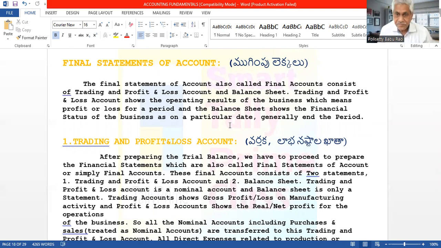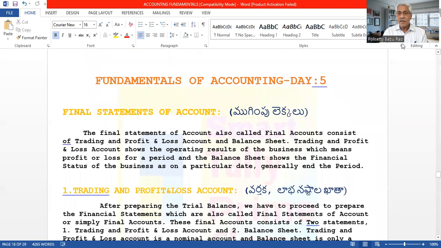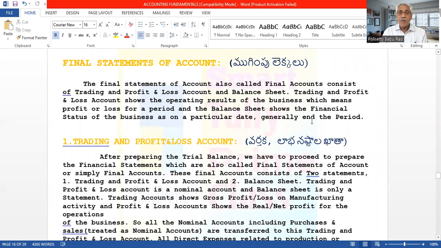For that, we prepare the statements. The first statement, which we prepare to find out the net results of the business, is called the profit and loss account.